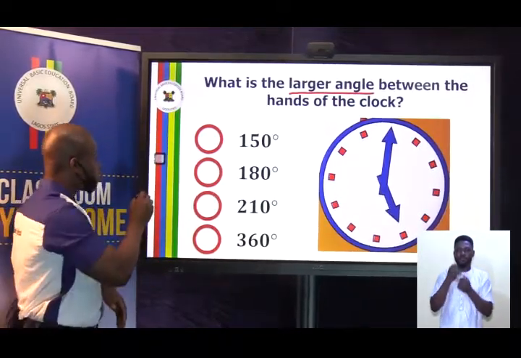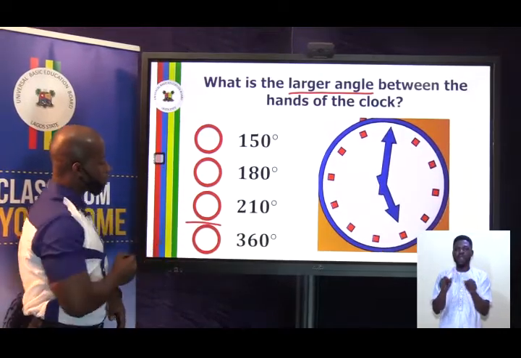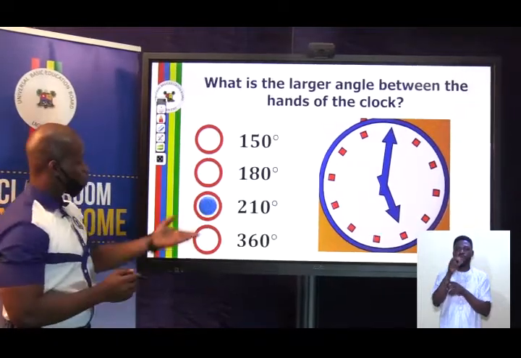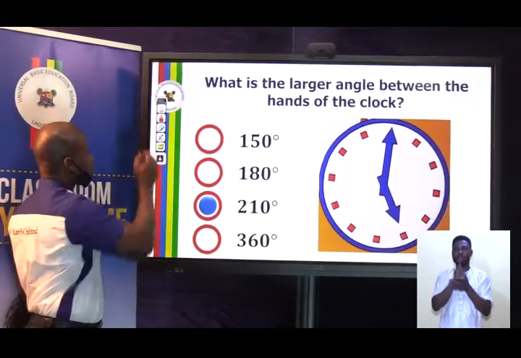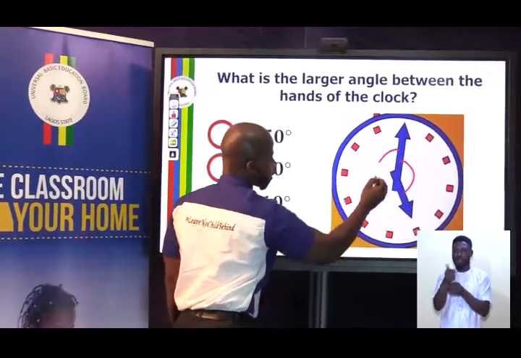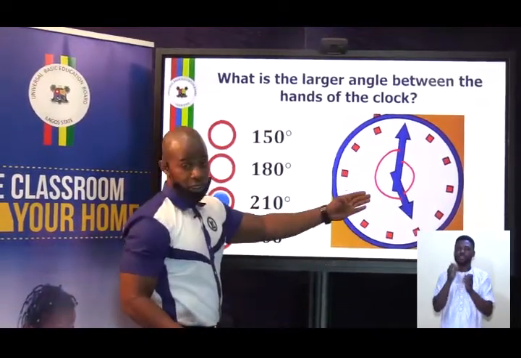I believe you should have gotten your answer now, my friend. So that angle should be 210 degrees. Let's see why that is. There are two angles here, this angle and this angle. So obviously this is the larger angle.